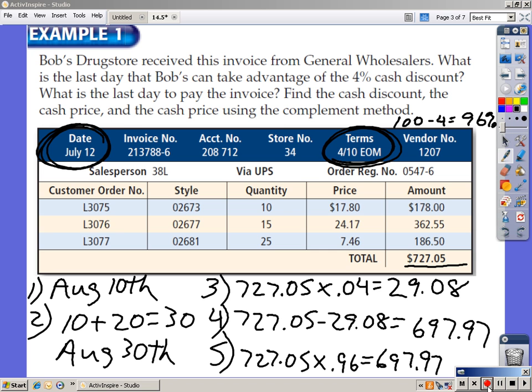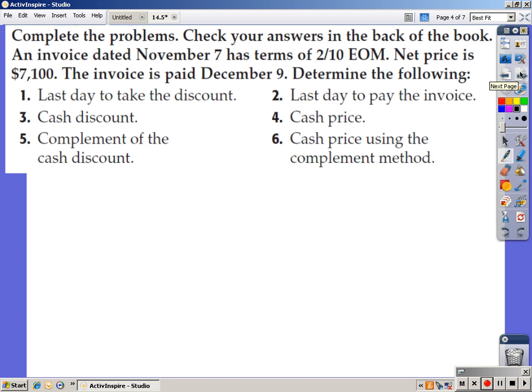Let's take a look at questions 1 through 6. Okay, go ahead and try to work these on your own, and press pause while you're working them and play to see them worked out.